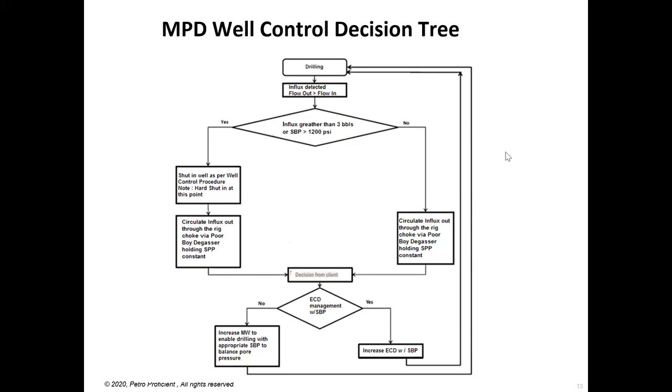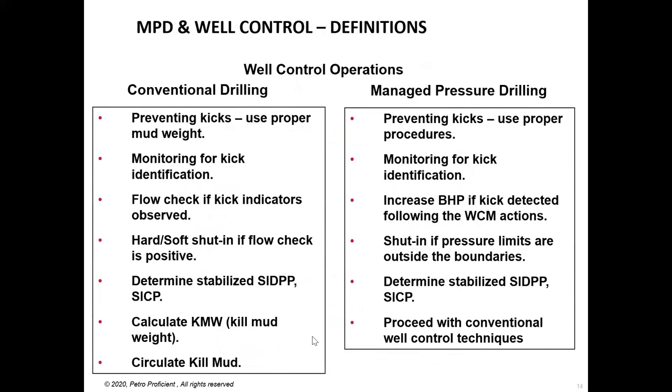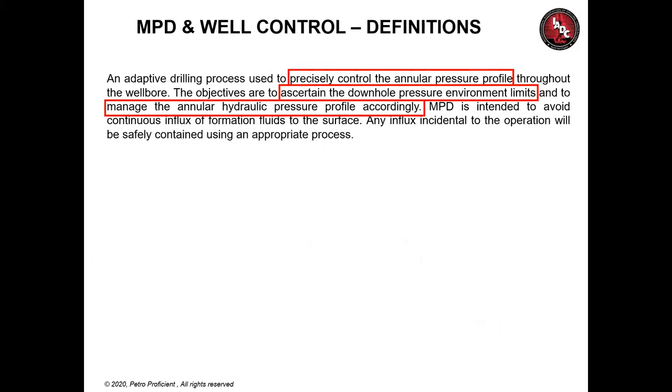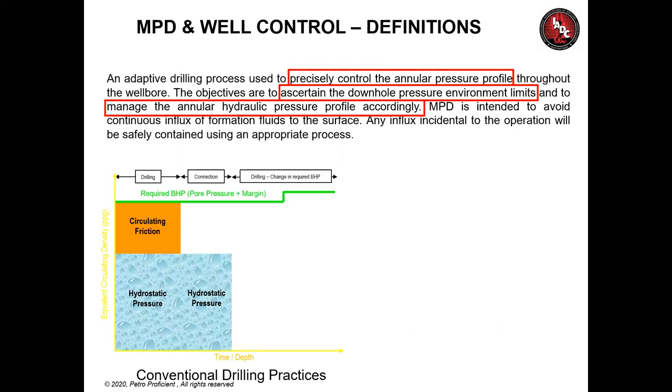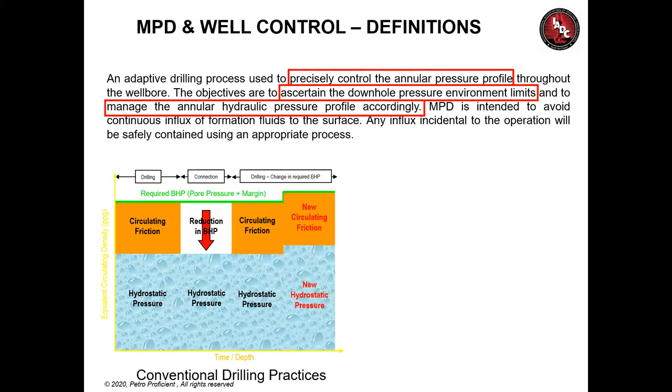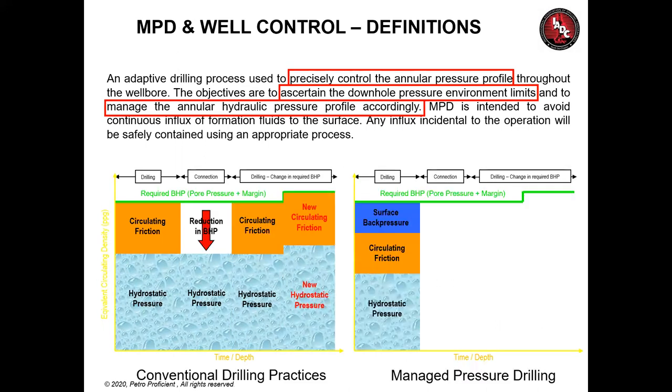So you have such decision trees to be made before you start any operations, multiple for various things. So this basically talks about similar things: preventing, how do you prevent a kick using mud weight, using proper procedures. Monitoring is different, how a flow check is done. What do you do after you detect an influx? Similar comparison, and it goes on like this.